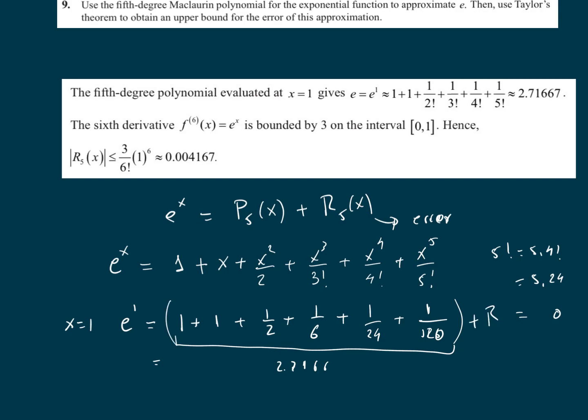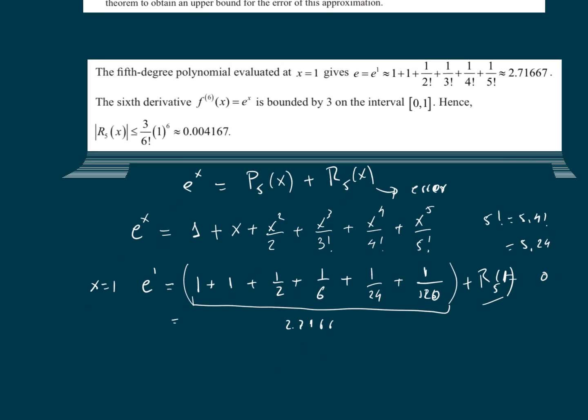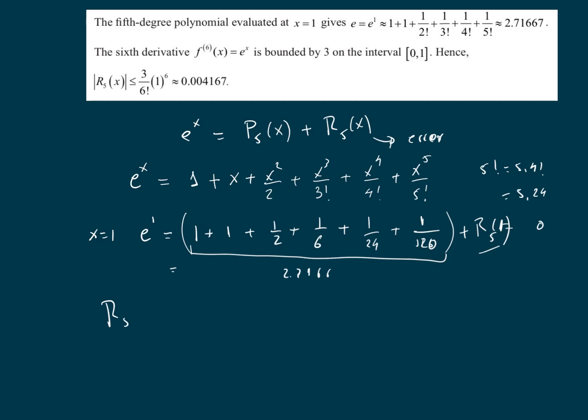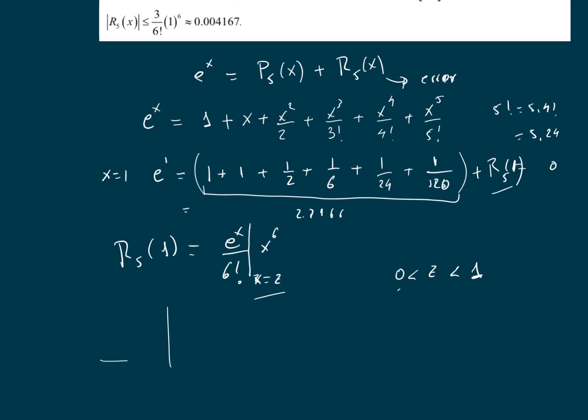But this sum will have an error. What is the error? What is R5 at the point 1? Let's go find R5 of 1. R5 of 1 is the sixth derivative, e to the x, divided by 6 factorial, multiplied by x to the 6, evaluated at the point x equals z, and the point z is a point that is between 0, because we are centered at 0, and the point x, that is the point 1.